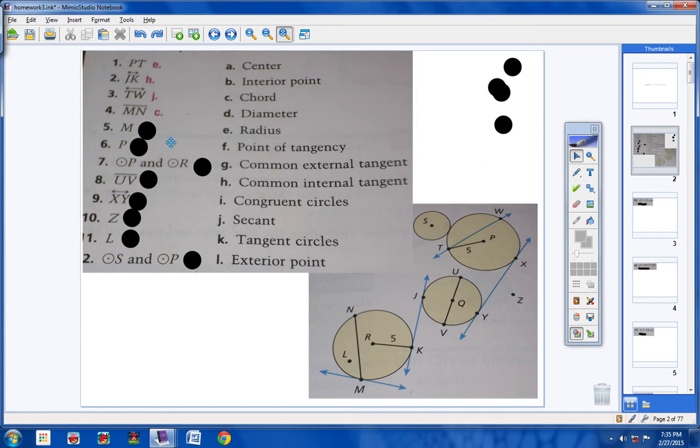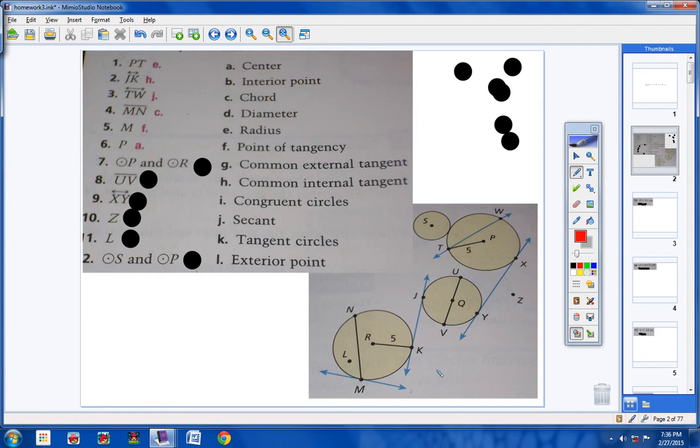Alright, moving on to number 6. Point P. Well, point P is the center of a circle. It's the center. So number 6 should be letter A, center. Alright, number 7. We have circle P and circle R.